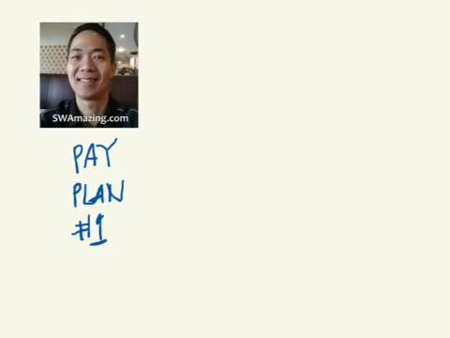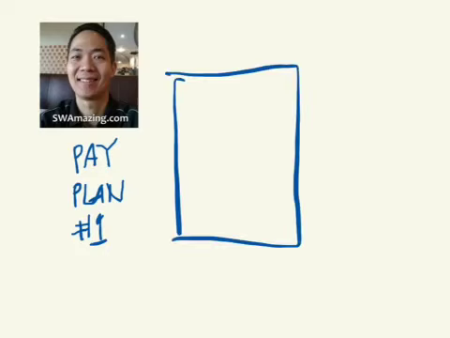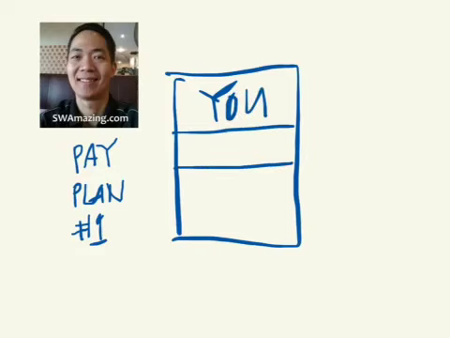Pay Plan 1. Okay. Let's assume you have a matrix that looks this way. That's you. And below you are six slots. So when you invite people to SWA Ultimate, these people are called your direct referrals or your direct customers. As each of their accounts is activated by the SWA admin, it fills up this way.